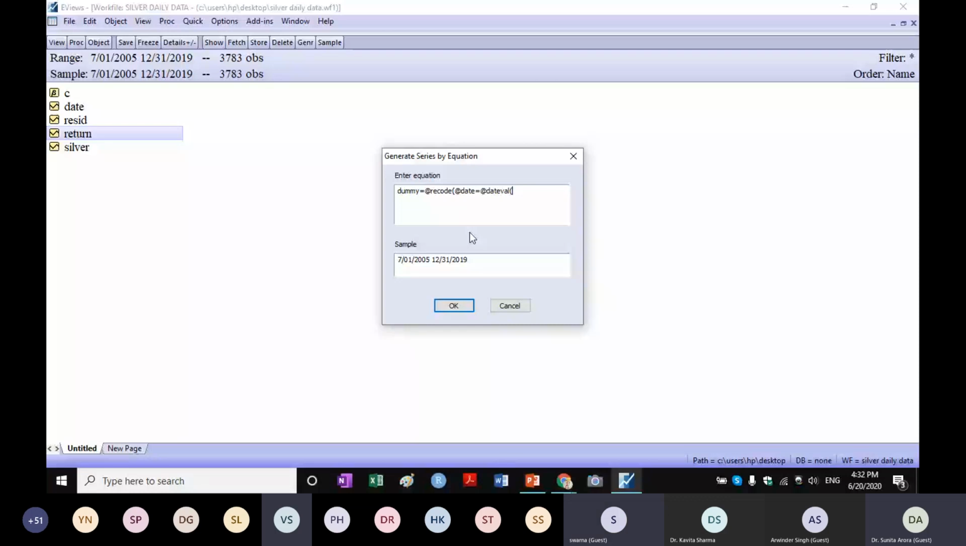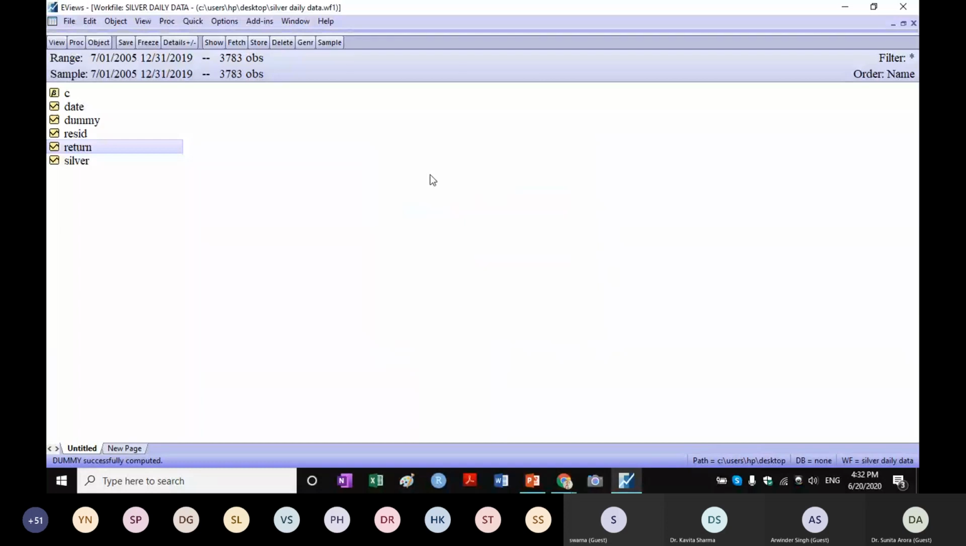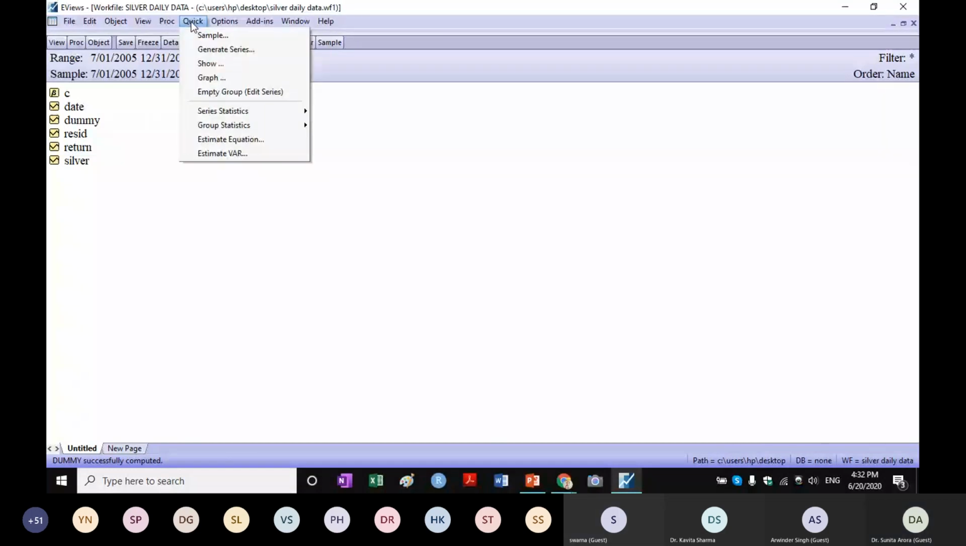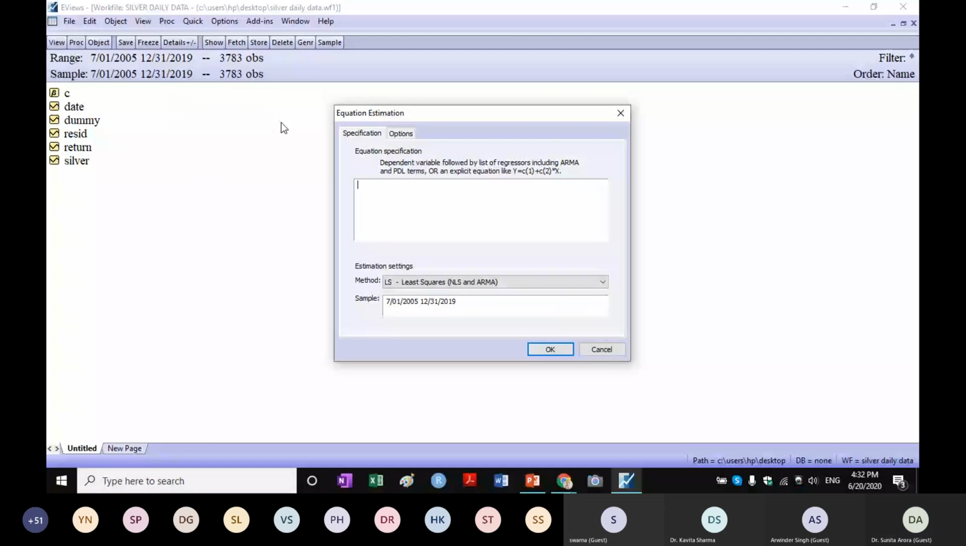12th May 2011. Yes, ma'am, 12th May 2011. Bracket close, comma 1, comma. Quick, estimate equation, return space C space W.